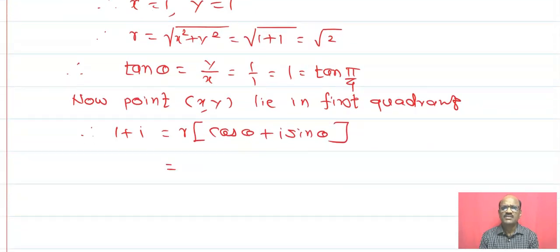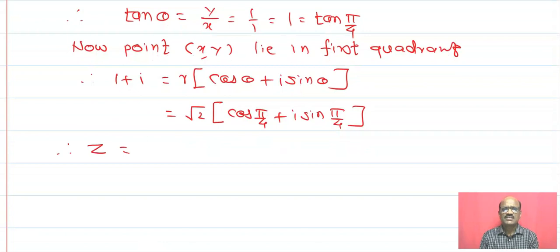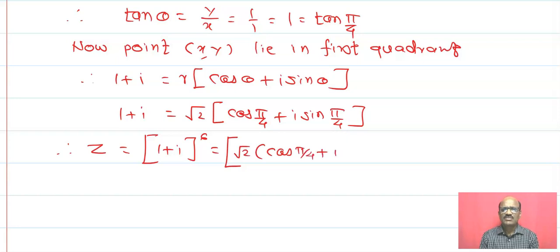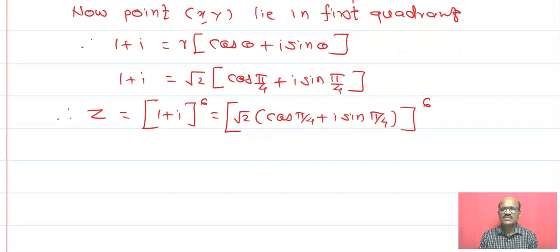The value of r is root 2 and the angle is pi by 4, so cos of pi by 4 plus i times sin of pi by 4. Now see this. z is equal to 1 plus i bracket raised to 6. That was the correct one that I had written.